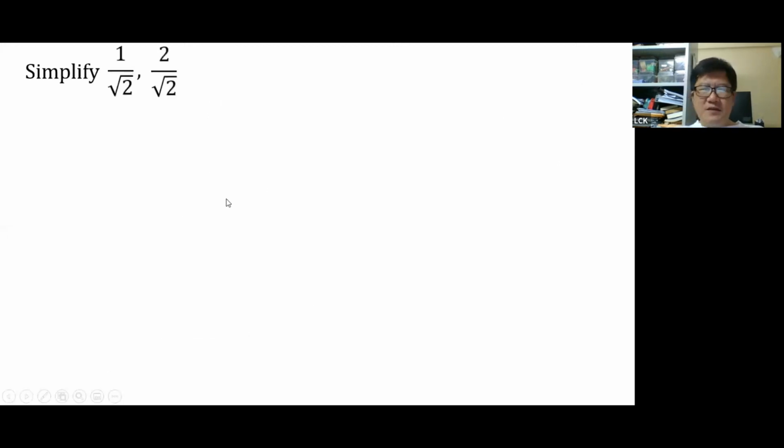Now let's look at something slightly different. Now simplify 1 over square root 2. And you will say that, hey, this is already pretty simple. All right, why are we simplifying this? Now we are simplifying this because the surd appears in the denominator.